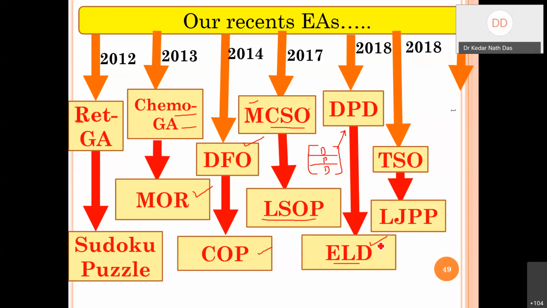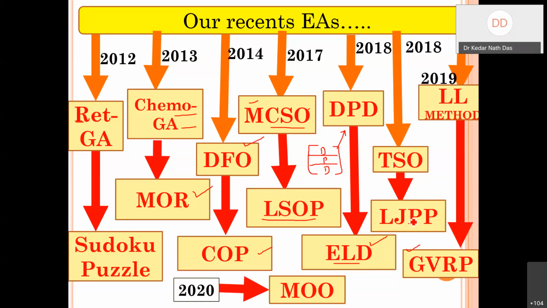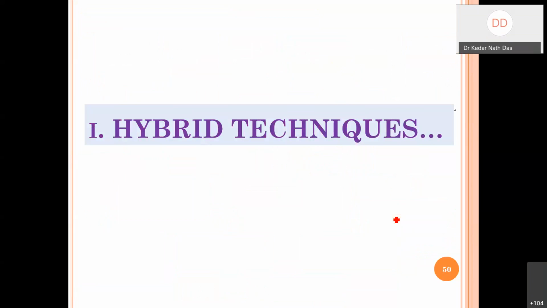Thereafter, there is a TSO, that is troop search optimization, which has been applied to LJPP, that is a linear zone potential problem. In 2019, there is a list looping method which has been applied to the green vehicle routing problem. Nowadays, we are working on many multi-objective optimization problems. So all these optimization problems at a time are not possible to discuss, but I will give you some of the ideas, the whole idea about these optimization problems we have developed.